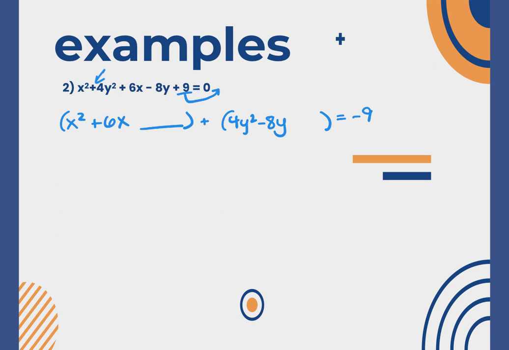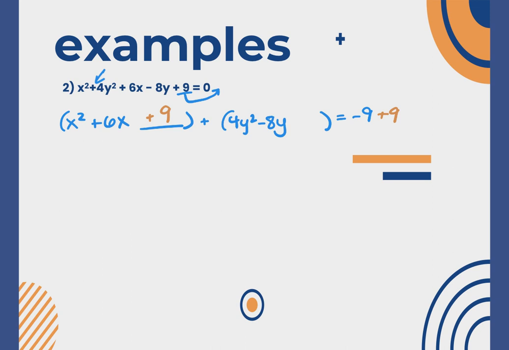Now we complete the square, not once, but twice. First parentheses, not so bad. I just take the 6, divide it by 2, and square it. So 6 divided by 2 is 3. 3 squared is 9. I add the 9 here. And I also have to add the 9 to the other side of the equal sign.